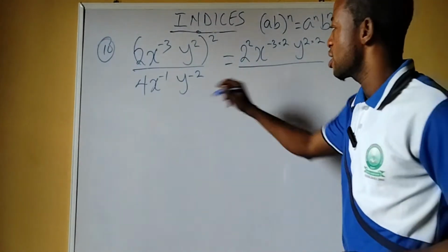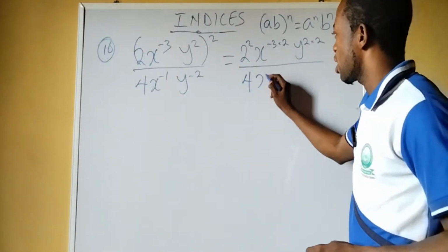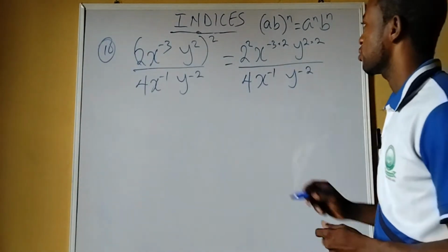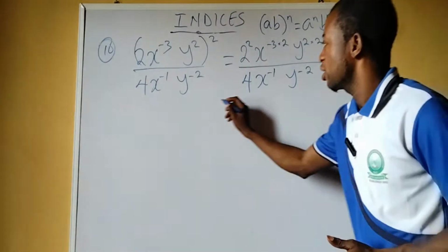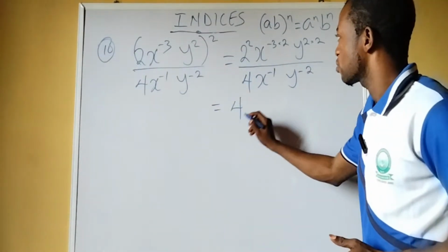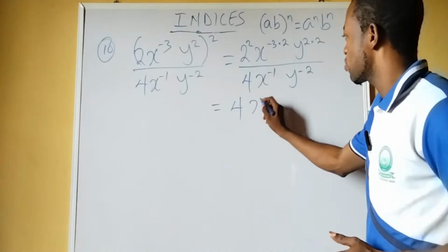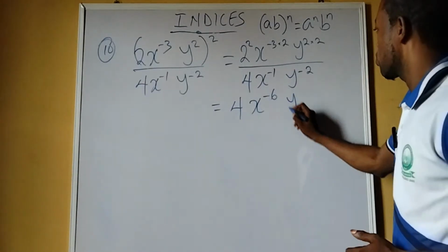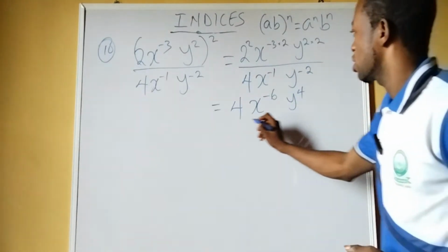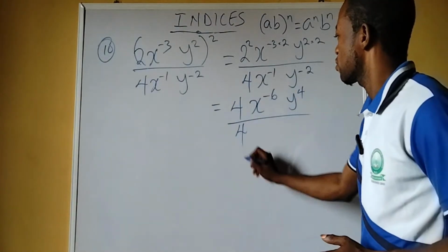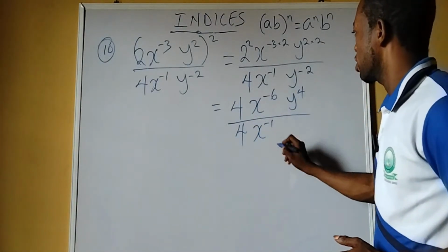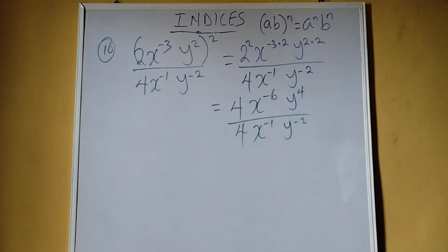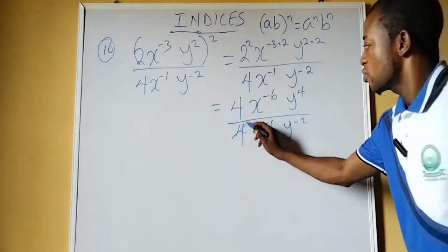Then over, we still have this as 4, x raised to power minus 1, y raised to power minus 2. Then up there, 2 squared, that's 4. Then this becomes x raised to power minus 3 times 2, minus 6. Then y raised to power 2 times 2, 4. Then all over 4 times x raised to the power minus 1, then y raised to the power minus 2. Okay? Then here, these 4s cancel each other.